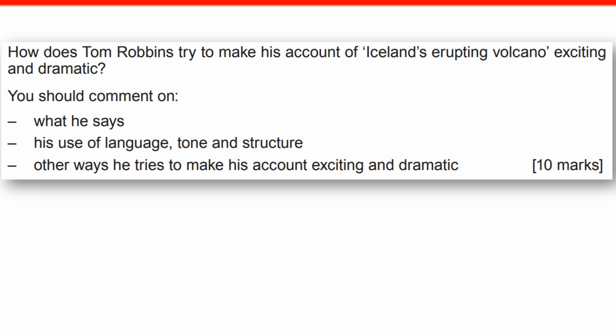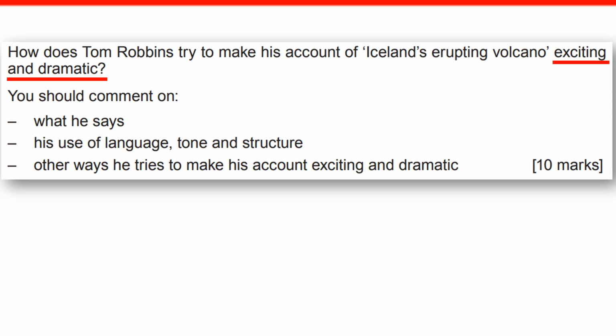The next question will be for 10 marks. Again, read the question carefully. It's always a good idea to underline the keywords to make sure that you are focused on what the question is asking you to do. In this case, it's a writer's craft question, which typically starts with the phrase, how does? It is probably the most difficult question type, but often this is because students overthink or overcomplicate matters.